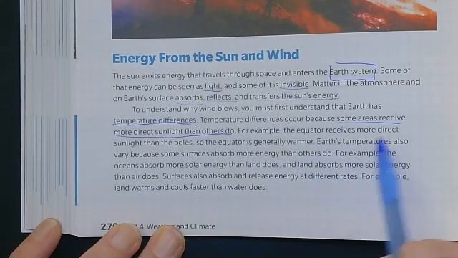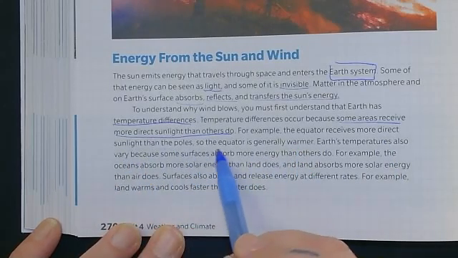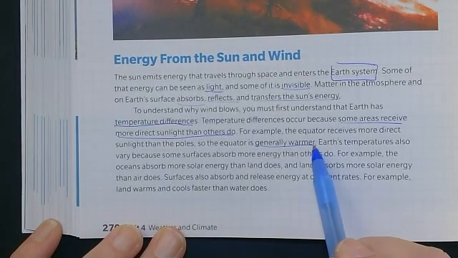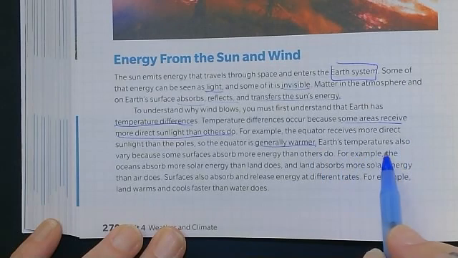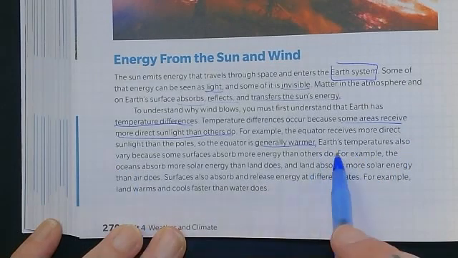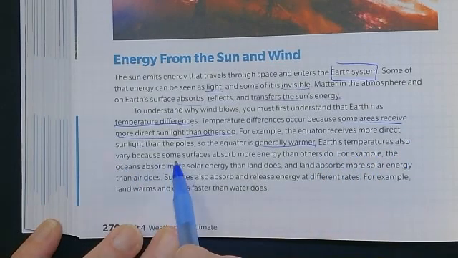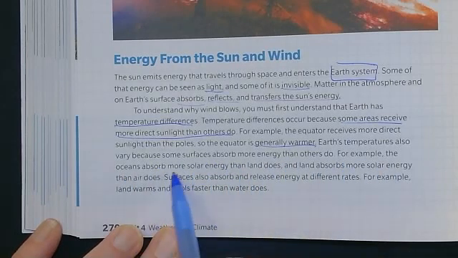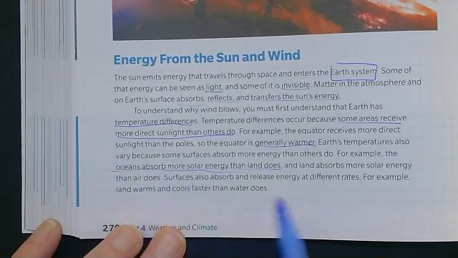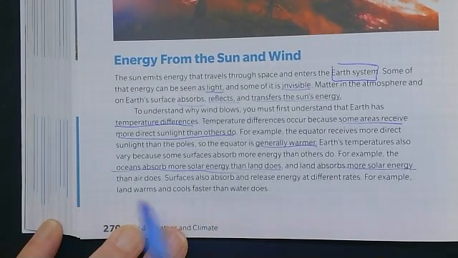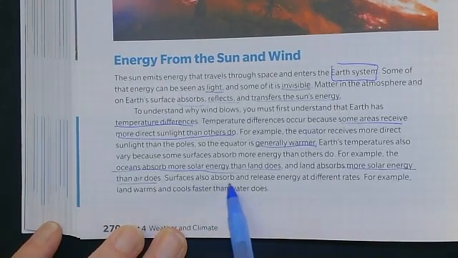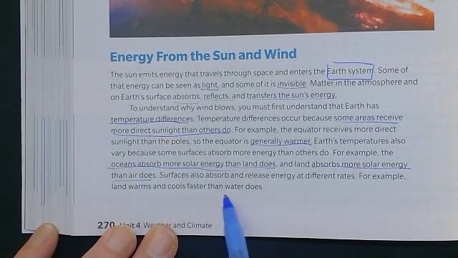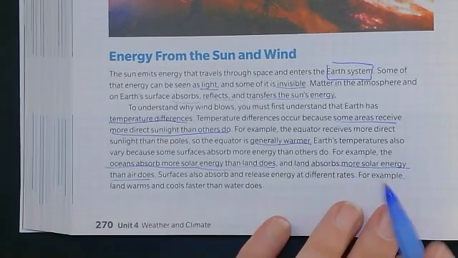For example, the equator receives more direct sunlight than the poles. So the equator is generally warmer. Remember, the equator is like the belt around the center of the Earth. Earth's temperatures also vary because some surfaces absorb more energy than others do. For example, the oceans absorb more solar energy than the land does, and the land absorbs more solar energy than the air does. Surfaces also absorb and release energy at different rates. For example, land warms and cools faster than water does.